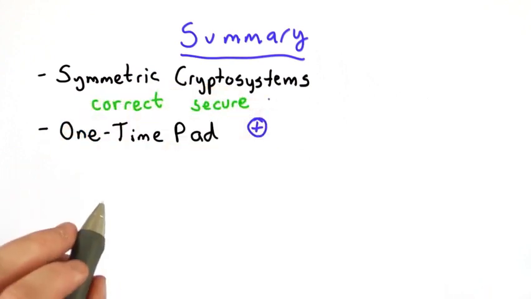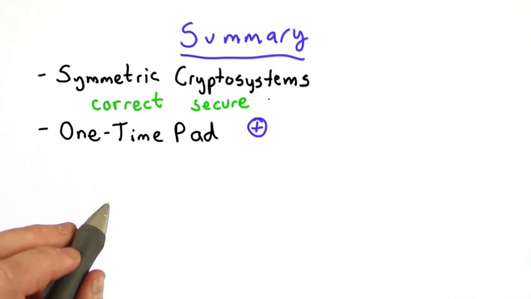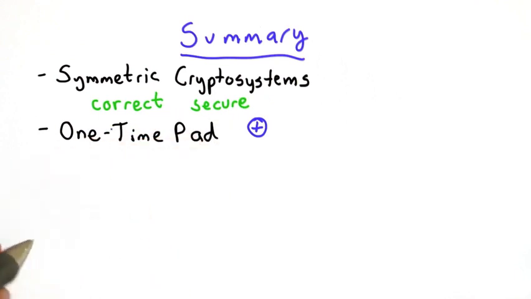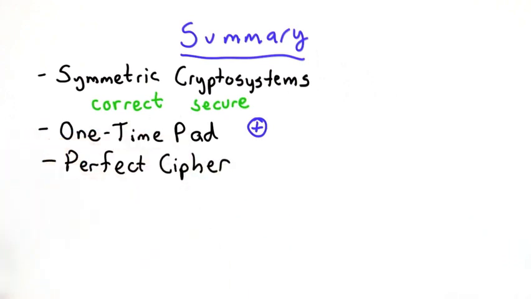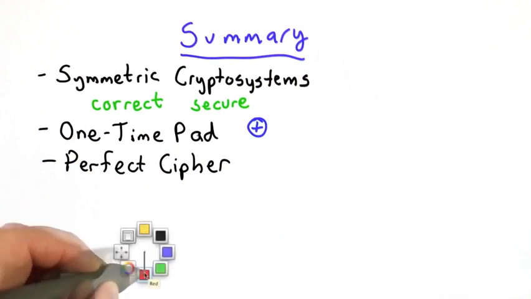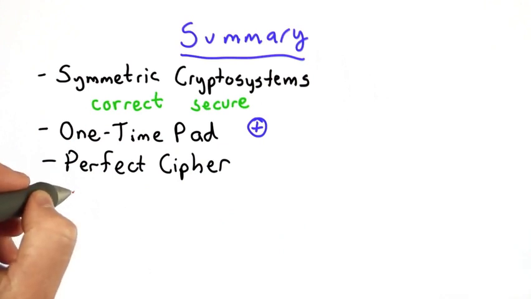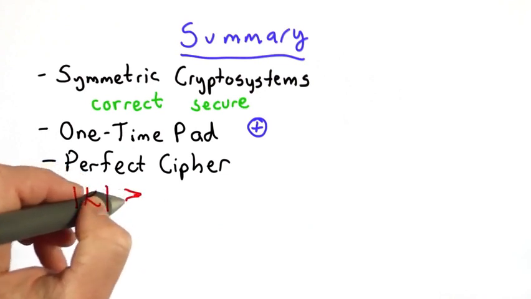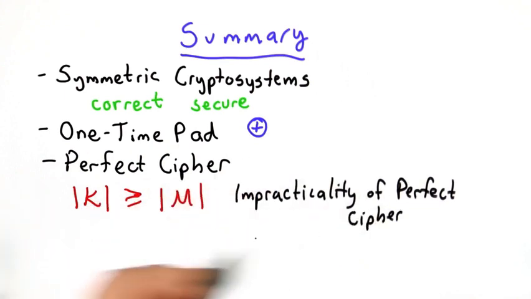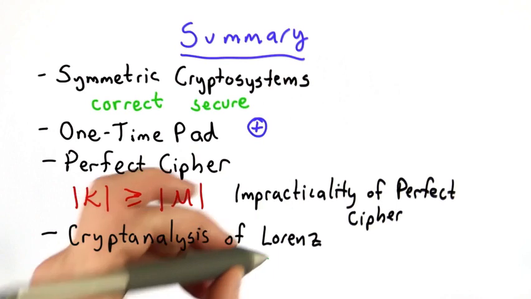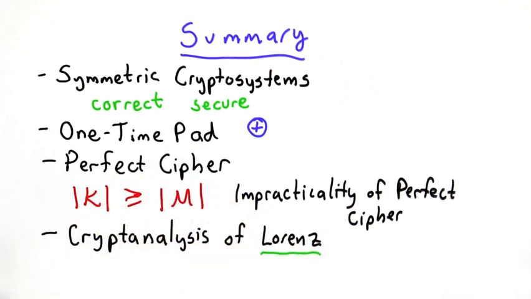As long as we have a perfectly random key that's as long as the message, the one-time pad gives us perfect security. We looked at a formal way to define what a perfect cipher means and proved that the one-time pad has that property. We also saw that in order to be perfect, a cipher has to be impractical, that the number of keys has to exceed the number of messages. And that means that every cipher that's used in practice is potentially breakable. We saw one very interesting example of that with how the Allies at Bletchley Park were able to break the Lorenz cipher.